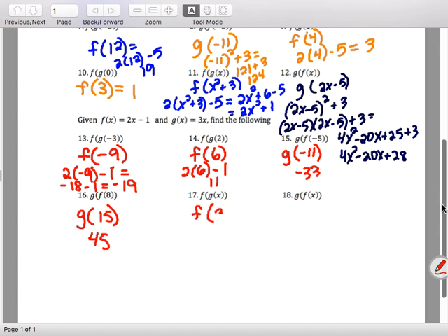If I want f of g of x, I replace the inside with what it's equal to. g of x is 3x, so now g is gone. f of 3x, I replace the x with my input. So it's 2 times the input minus 1. That's 6x minus 1.